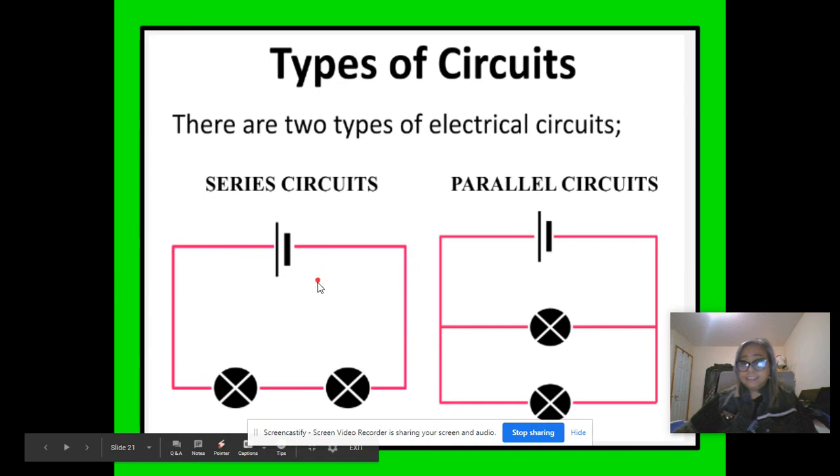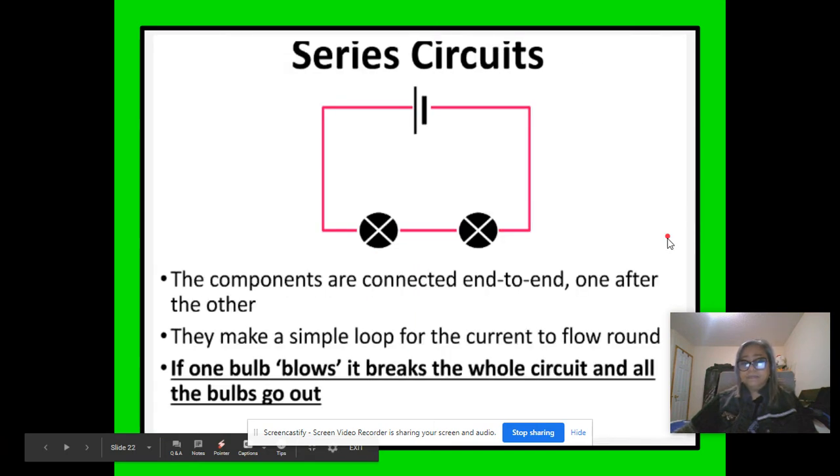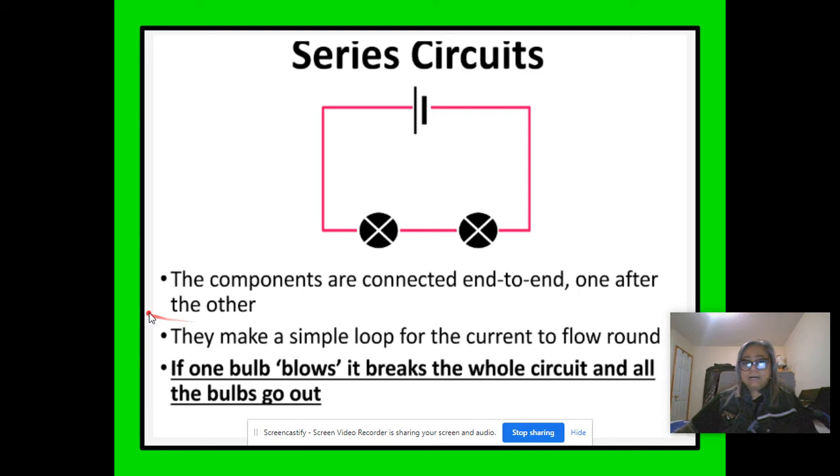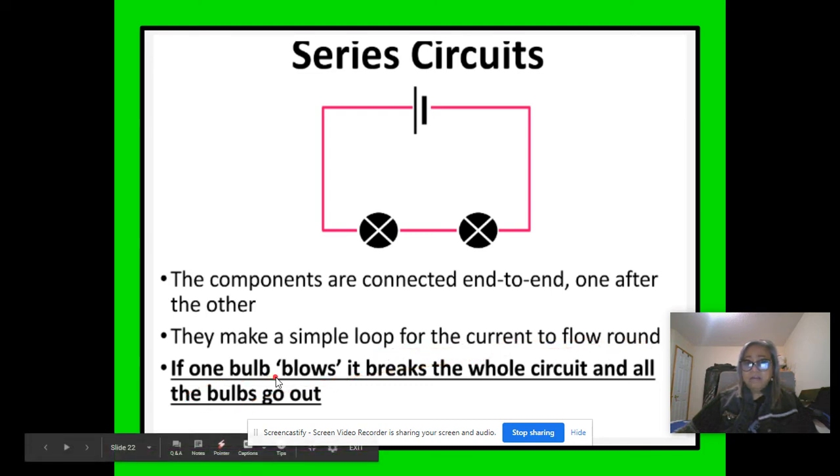So, series circuits and parallel circuits. Now, in series circuits, the components are connected end to end, one after the other, just like this. They make a simple loop for the current to flow around. But if one bulb blows, it breaks the whole circuit and all the bulbs go out.